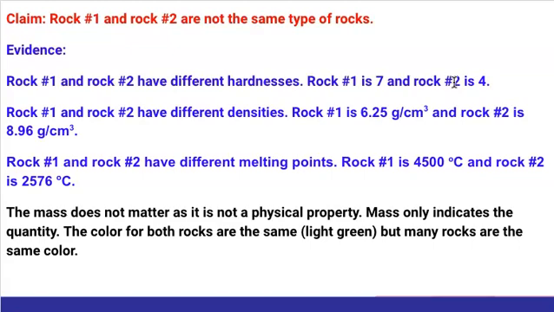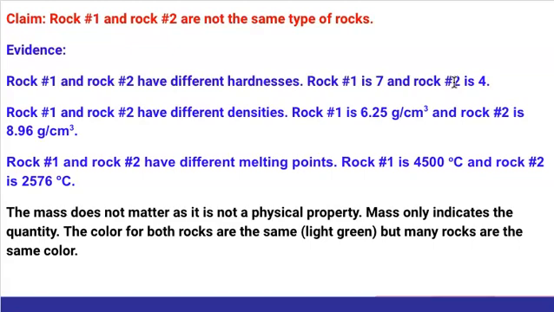Now they have different densities. So again, you don't just say rock 1 and rock 2 have different densities, but what are those densities? This is where, if you want to be proficient, you have to use the numbers. So make sure you include those numbers. And the same thing for the third thing, we know they have different melting points. You want to label those melting points.